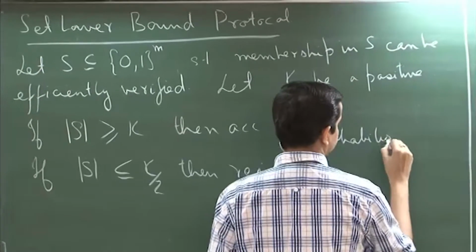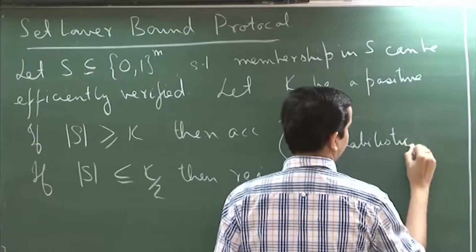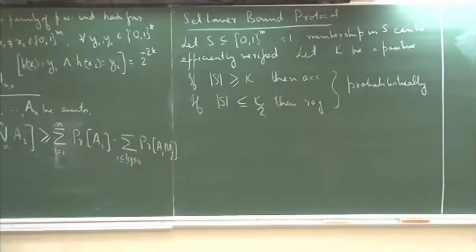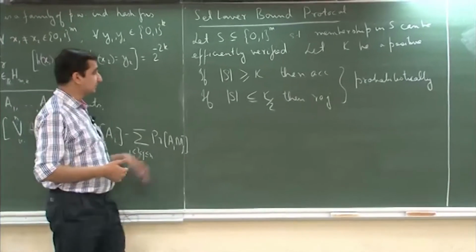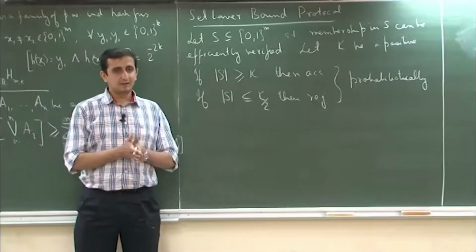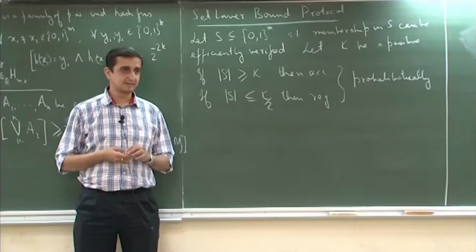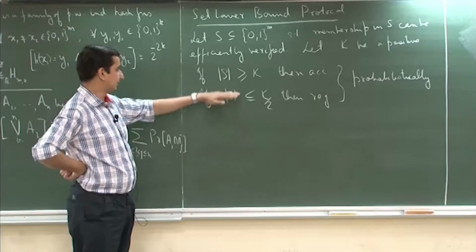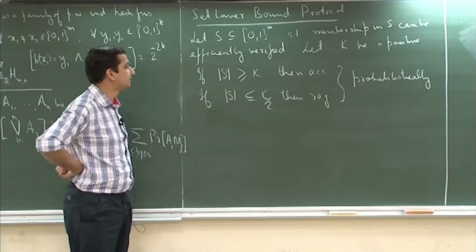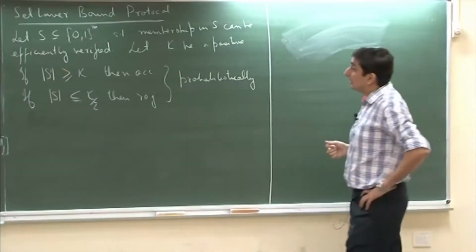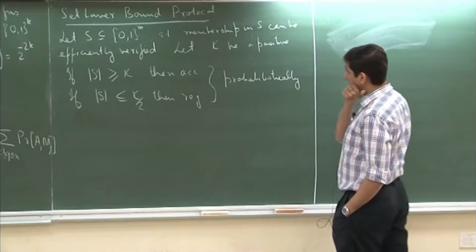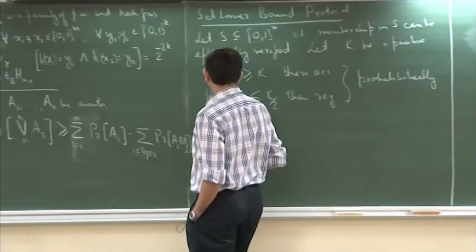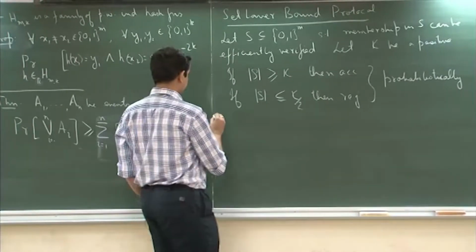So, it can accept and reject with a certain probability. This is what we want: to establish a gap in what the machine tells us. If S is larger than a certain number, it would accept, and if it is smaller, then it would reject. So, how do we get an AM protocol for this problem? The AM protocol is as follows.